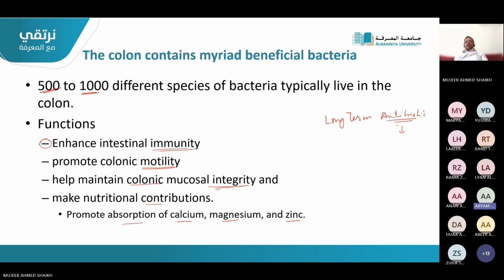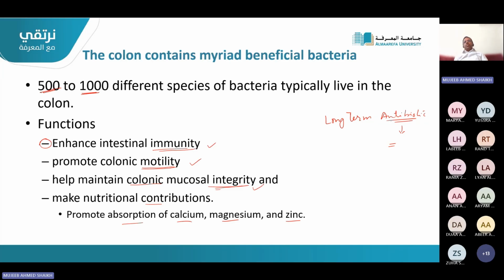Anti means? Killing bacteria. Yes. So out of these so many bacteria, many of them will be killed if you are taking antibiotics indiscriminately. After 2-3 days, you will feel there is some gastric upset, right? Because gastric upset occurs because it will kill the bacteria and these functions will be hampered. Immunity will be decreased, motility will be changed, and the mucosa will shed off.